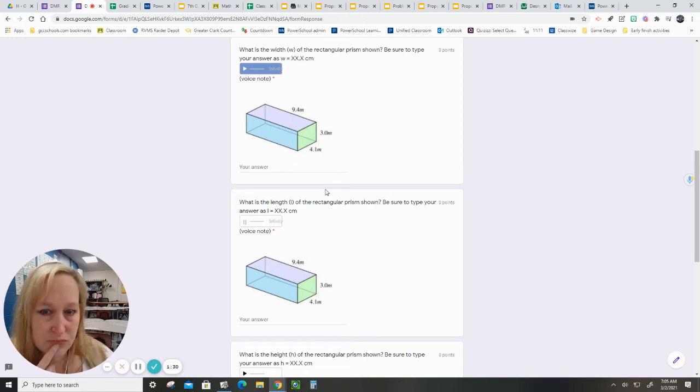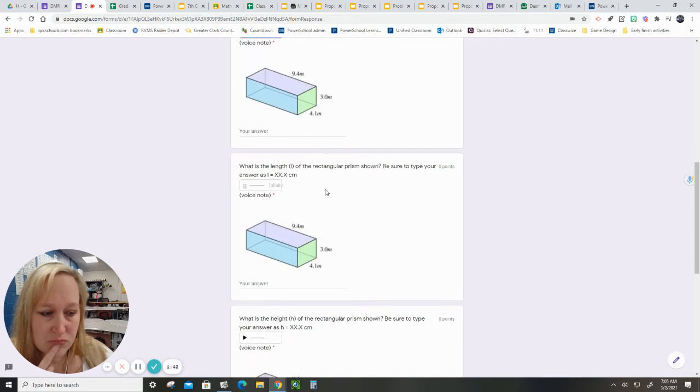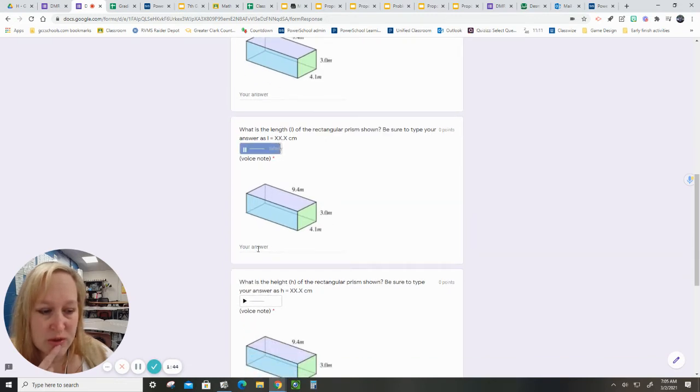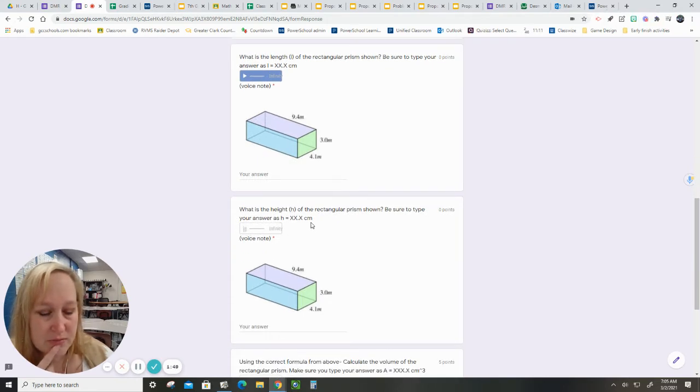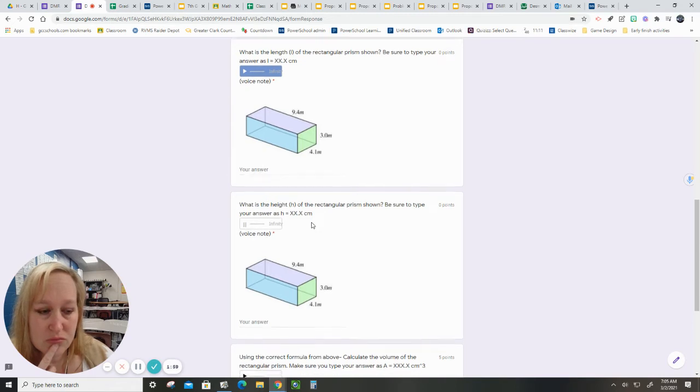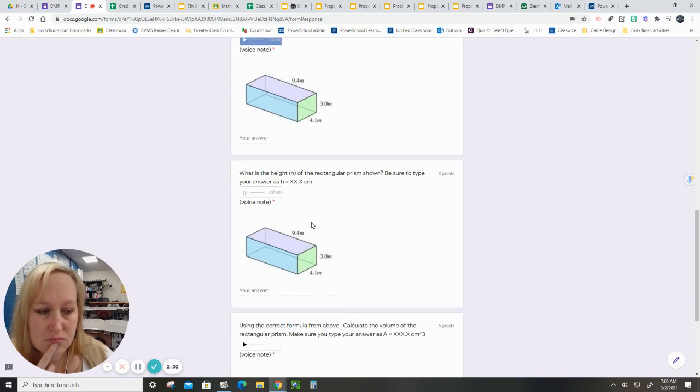This question asks, what is the length of the rectangular prism shown? Make sure to type your answer as little l space equals space answer space units. You're going to choose one of them and type it here. This question is asking you to decide which of the measurements is the height. Be sure to type your answer as little h space equals space the number space the unit.